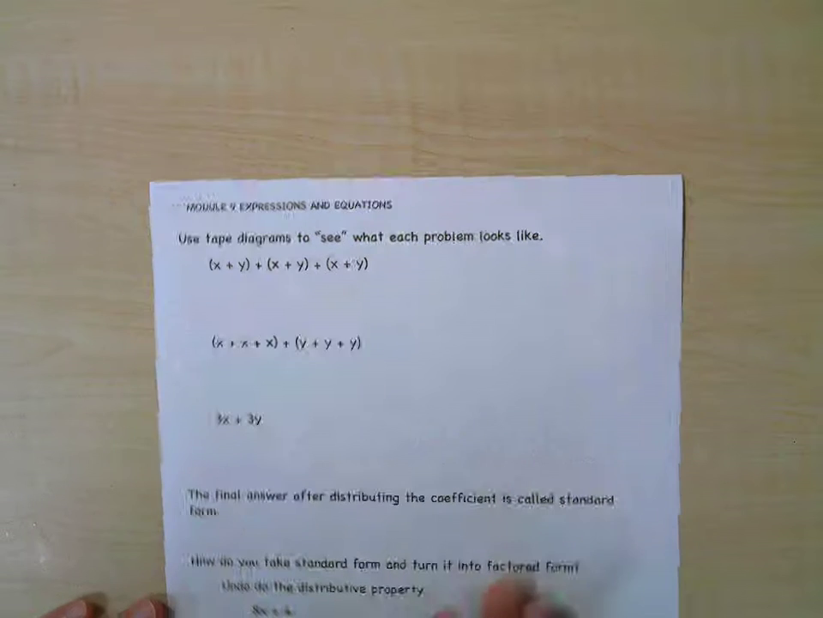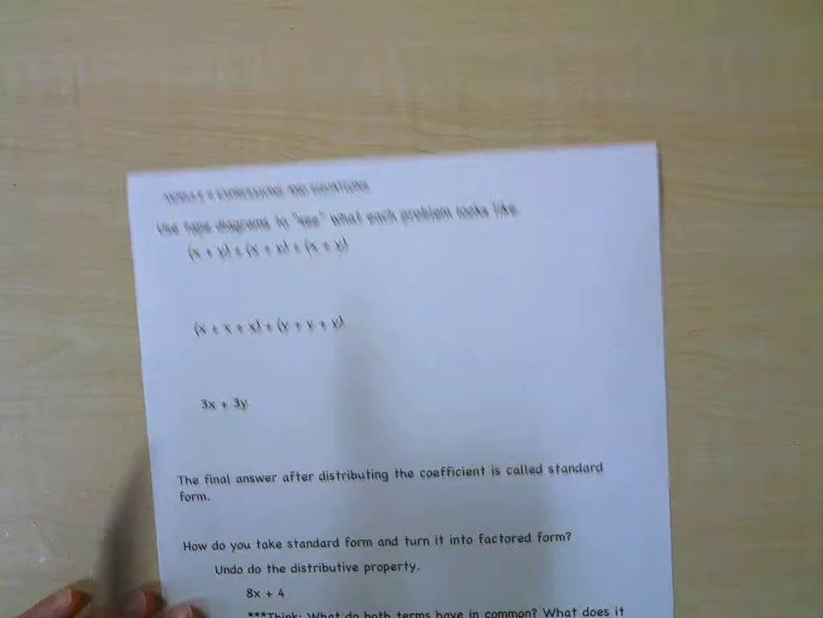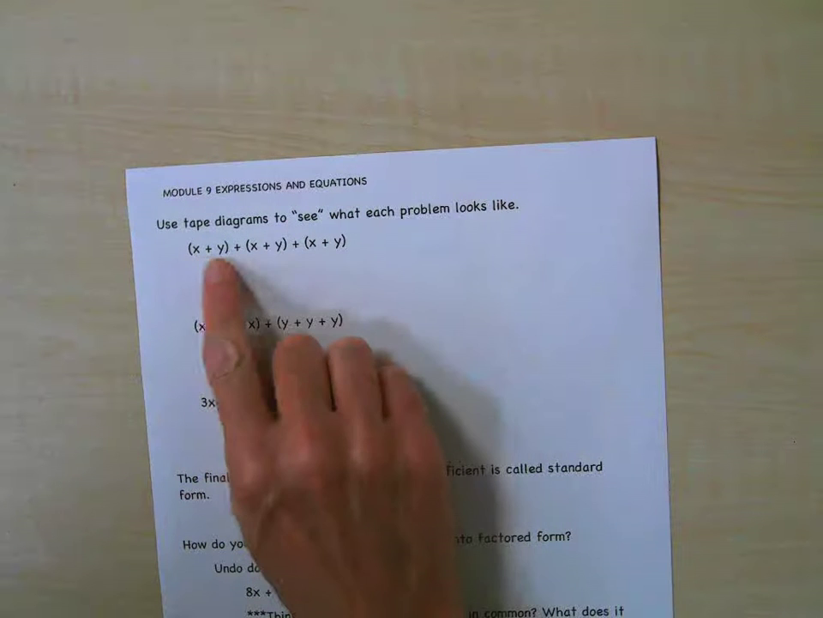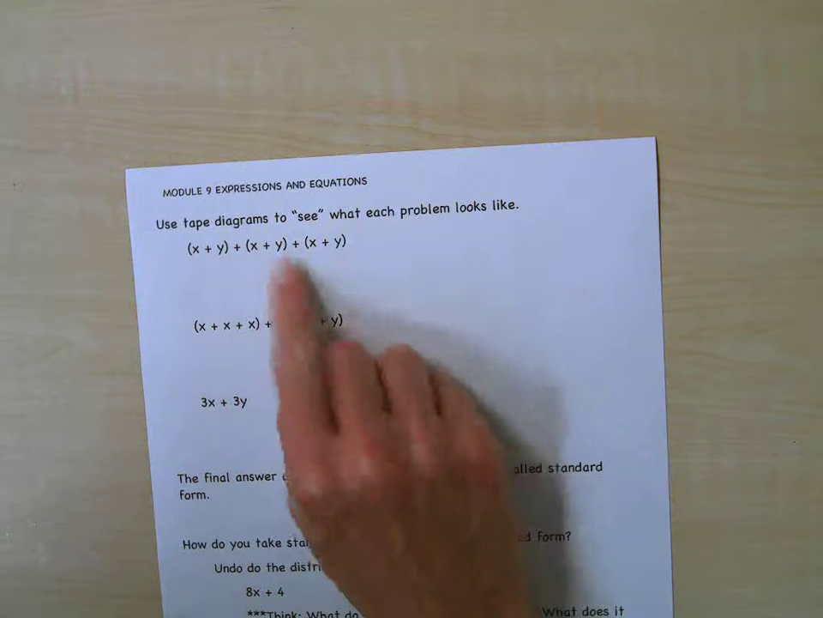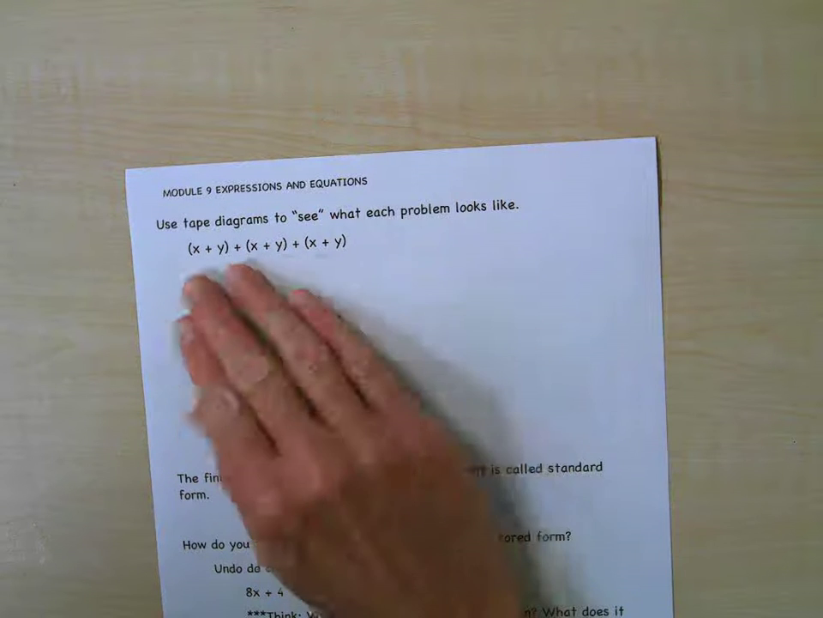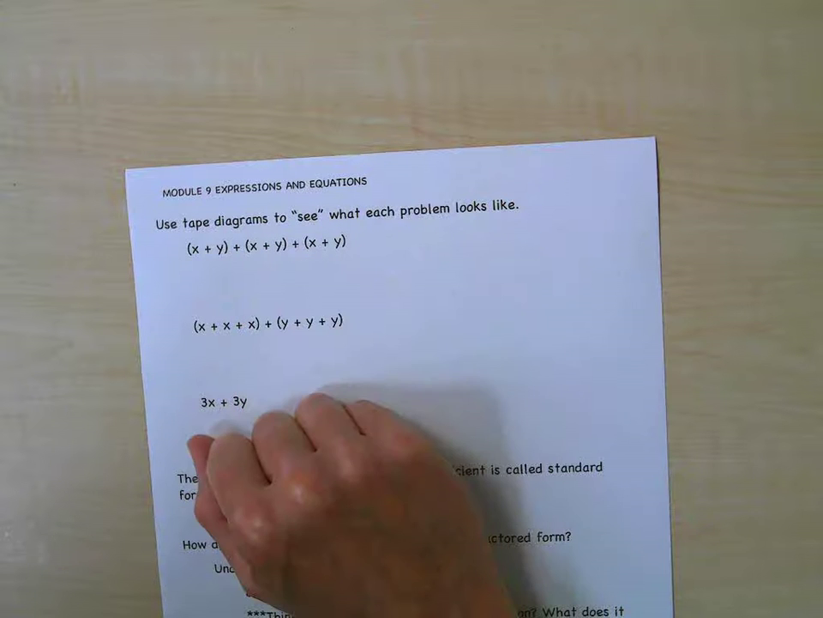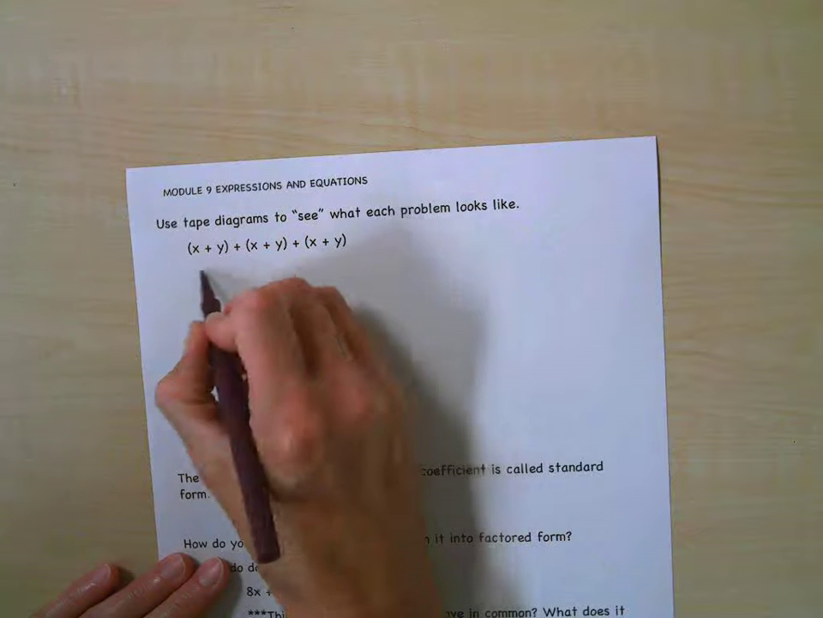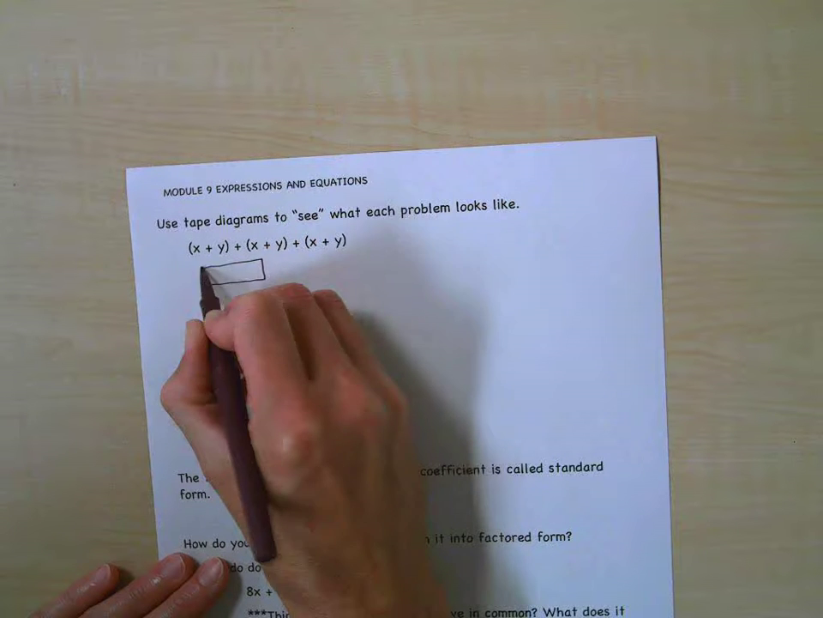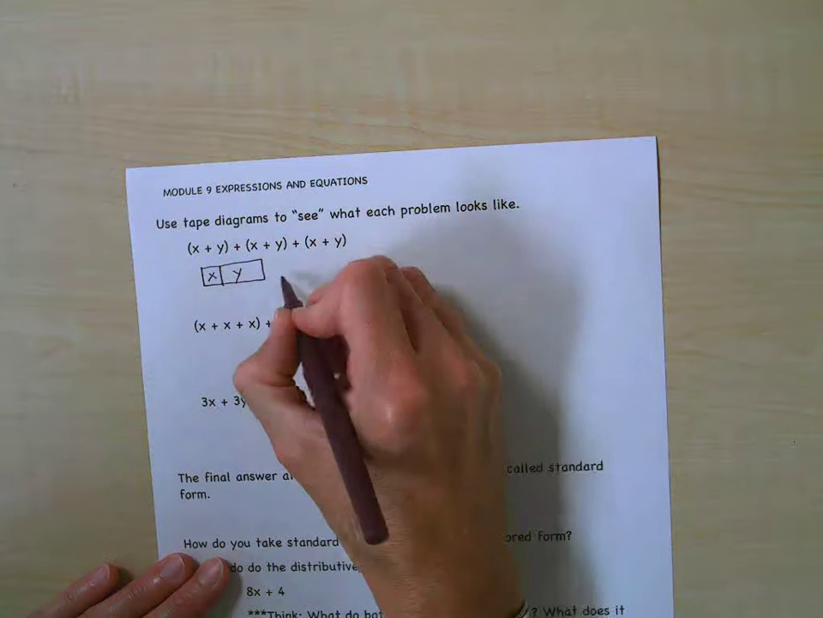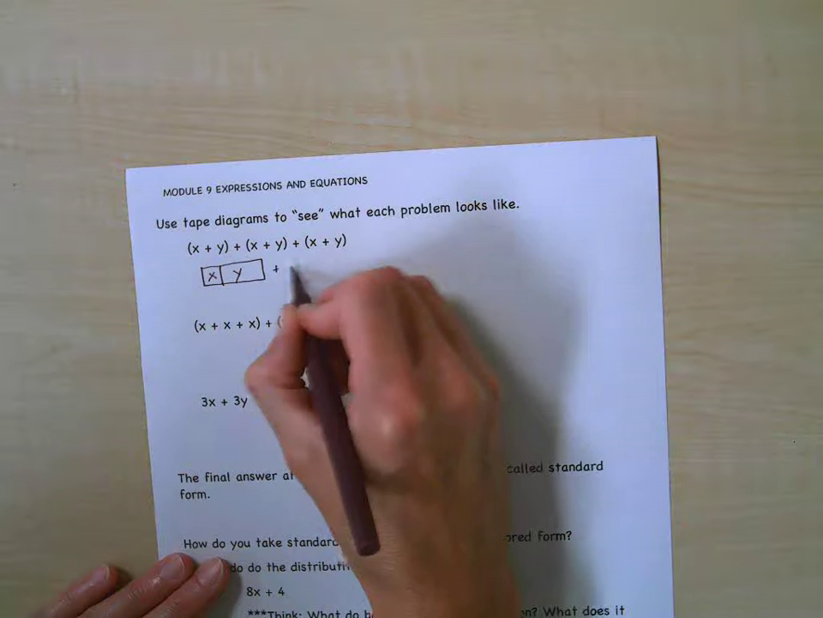Okay, so now let's look at the back. It says, use tape diagrams to see what each problem looks like. Okay, so I have x plus y plus x plus y plus x plus y. Okay, well, first thing that I have to ask you is, what is the quantity? We have to draw tapes, it says. So I need to draw this tape, which happens to be x and y.